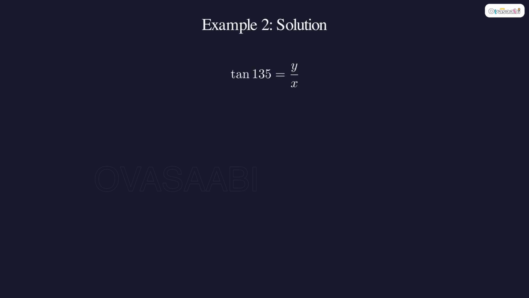Since tangent equals y over x, and at 45 degrees both equal 1, we get 1 over negative 1. Which equals negative 1. So tangent 135 degrees is negative 1.